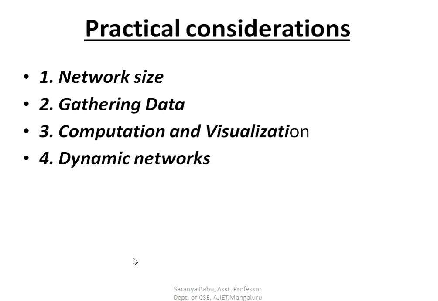Now, when you take the practical considerations in SNA, see the network size. Most SNA research is done using small networks. When you perform research, most social network analysis is done using small networks, because collecting data about a large network is very challenging. This is because the number of links is on the order of the square of the number of nodes. That is one consideration, that is network size.